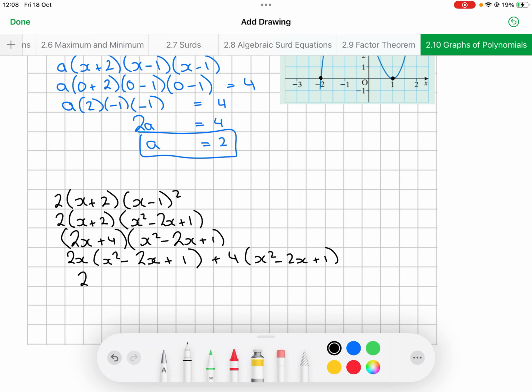So that's going to give me 2x cubed minus 4x squared plus 2x plus 4x squared minus 8x plus 4. Tidy it up, you get 2x cubed, the 4x squareds cancel, plus 2x take away 8x, so sorry, that's minus 6x plus 4 is your expression.